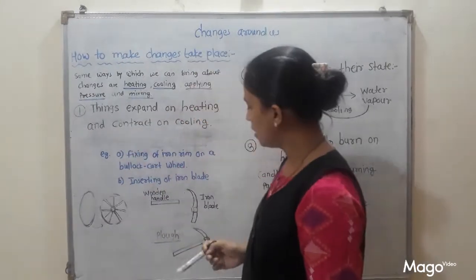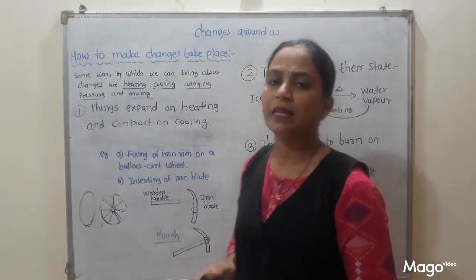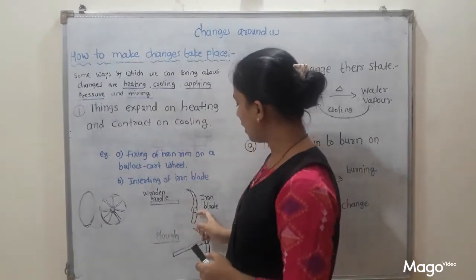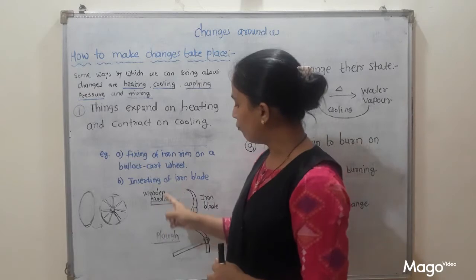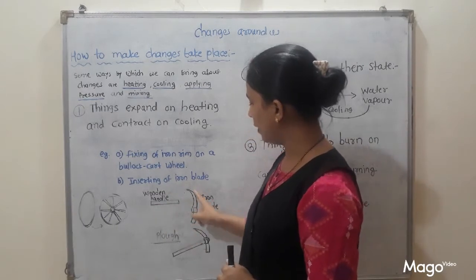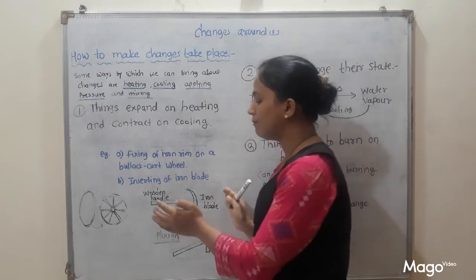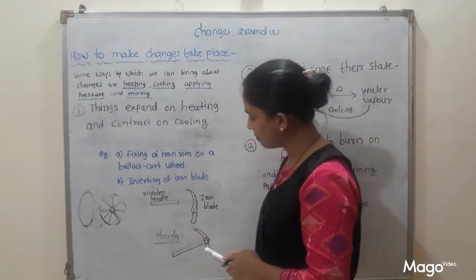Second application is, you can see here plug, spade. These are the tools which we use for digging soil. So this plug is made up of two parts, wooden handle and this iron blade. You can see here in the diagram. This wooden handle and iron blade, when we just join these two parts, then this plug is formed.